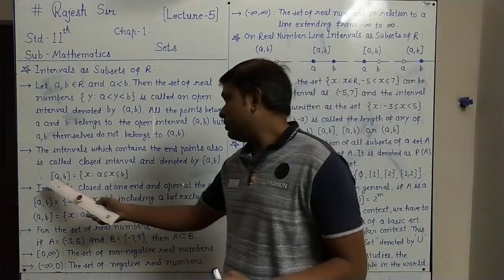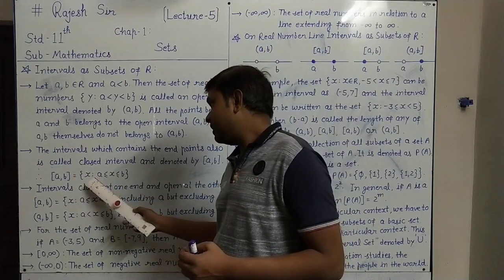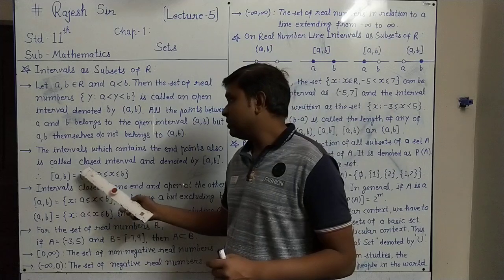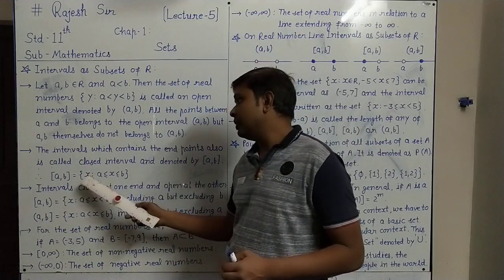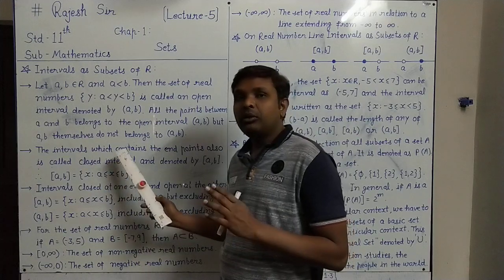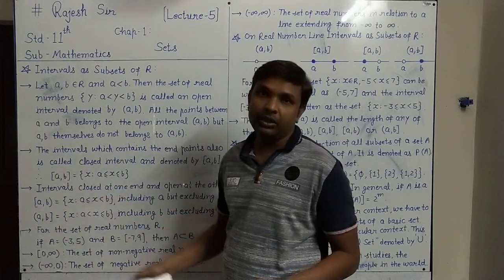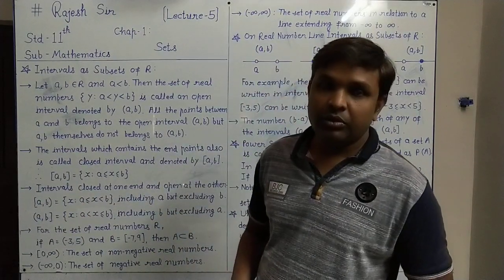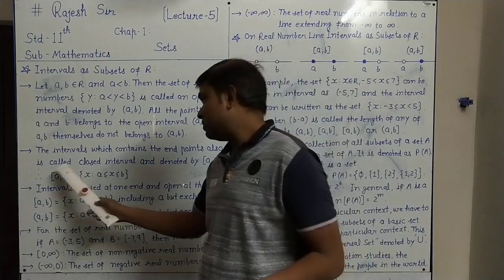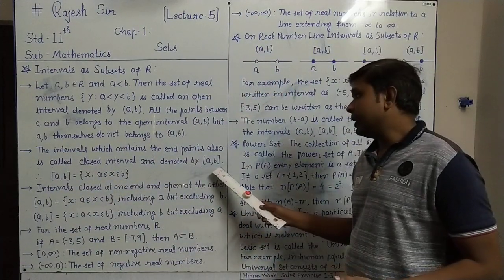So the closed interval AB is defined as the set of X such that A is less than or equal to X less than or equal to B. This includes all the numbers which are A or greater than A, and B or less than B. All the numbers are in this interval, with A and B and between them. So it is called a closed interval and denoted by big brackets AB.